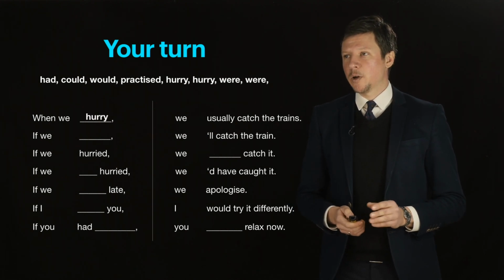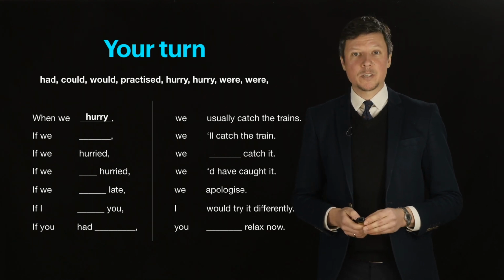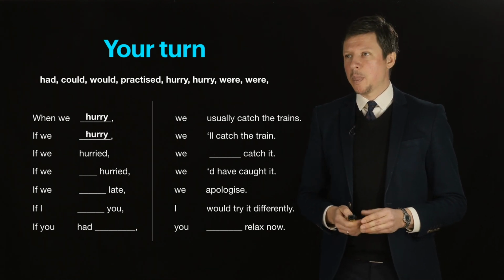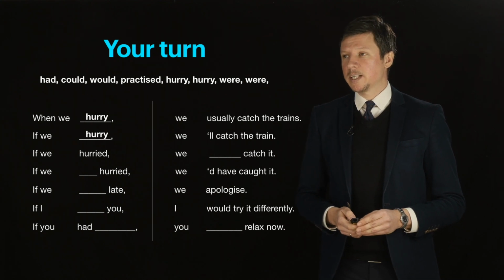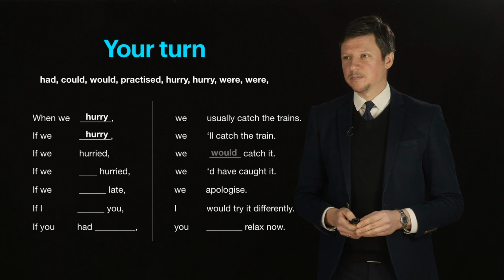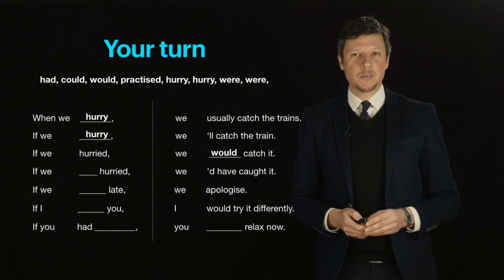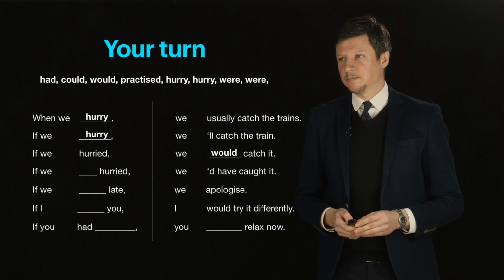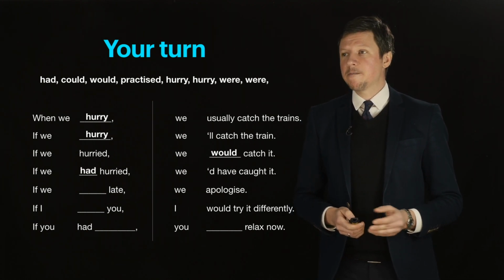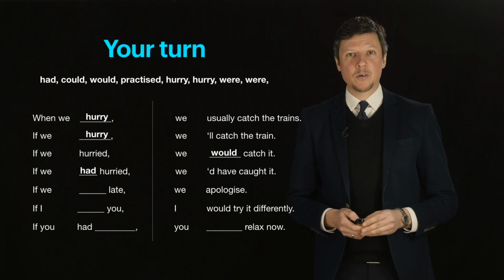When we hurry, we usually catch the trains. This is an example of the zero conditional. If we hurry, we will catch the train. This is an example of the first conditional. If we hurried, we would catch it. This is an example of the second conditional. If we had hurried, we would have caught it. This is an example of the third conditional.